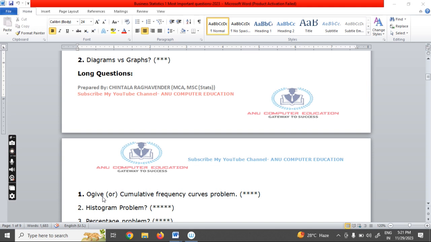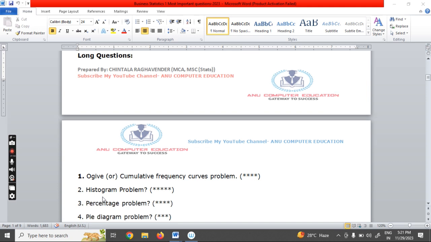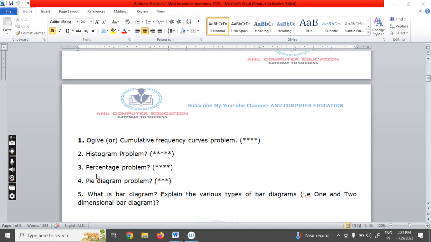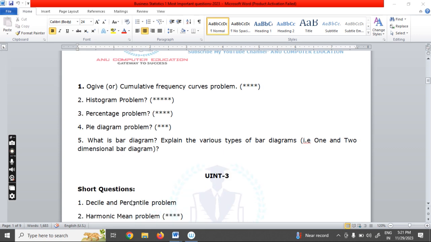Just practice those problems before going to the exam, and percentage problem and pie chart. These are very important. If you at least learn OG curve and histogram, you can definitely get one question in the final exam. And what is a bar diagram, and explain the different types of bar diagram. All theory questions: simple bar diagram, subdivided, all you have to explain.